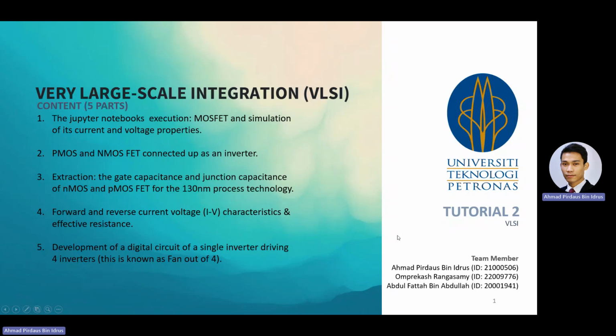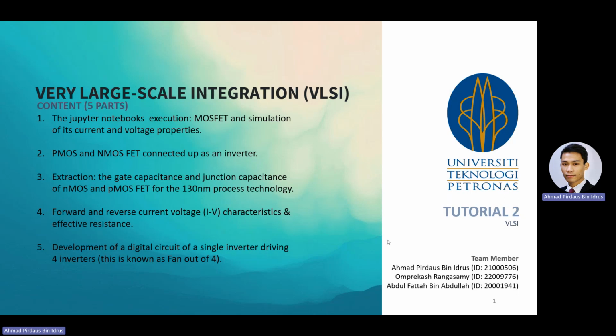Now, our group consists of 3 persons, that is myself, Ahmad Firdaus, Om Prakash, and Abdul Fattah. We have divided this tutorial 2 into 5 parts. That is the first part, the Jupyter notebook execution. The second part is the PMOS and NMOS FET connected up as an inverter.